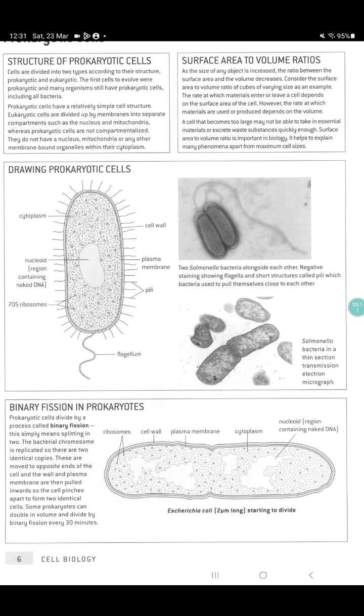Binary fission is the simple division of the cell into two equal parts. A single organism divides into two daughter cells, which simply means splitting into two. The bacterial chromosome is replicated, making two identical copies. These are moved to opposite ends of the cell, and the cell wall and plasma membrane are pulled inward, so the cell pinches apart to form two identical cells.